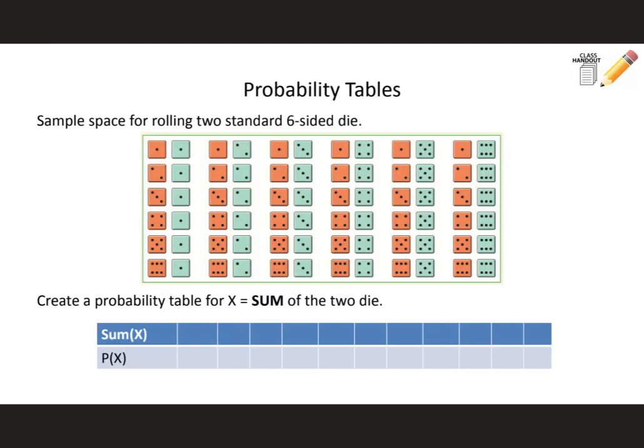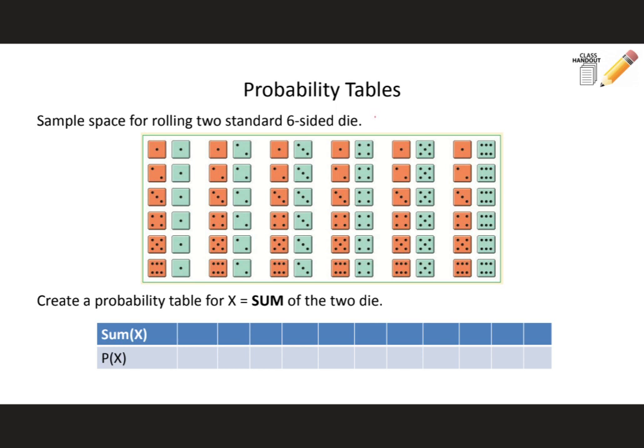Okay, so now let's talk about probability tables. A probability table is where we list out the possible outcomes and their corresponding probabilities. So this question is telling us to create a probability table for X, which we're defining as the sum of the 2 die when you roll two standard 6-sided die. So this is the sample space. These are all the different combinations. If you were to count the different combinations, there's a total of 36 different outcomes. One way that you can actually get the number of outcomes is if you multiply the number of outcomes for each thing.